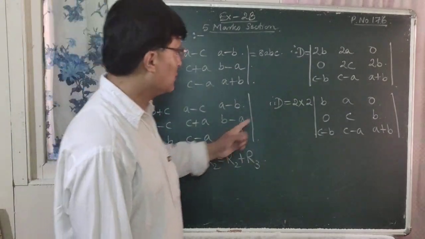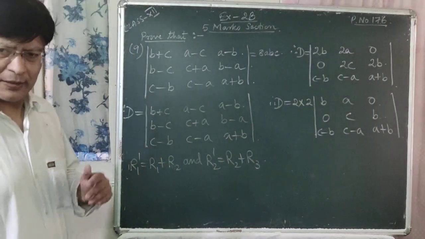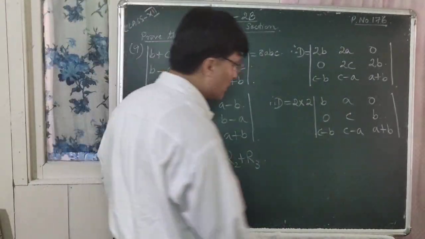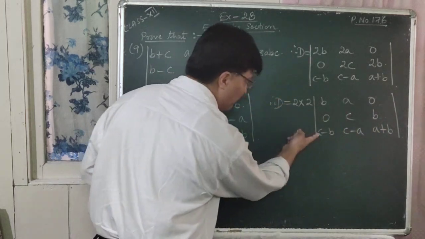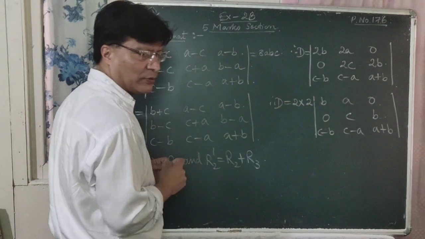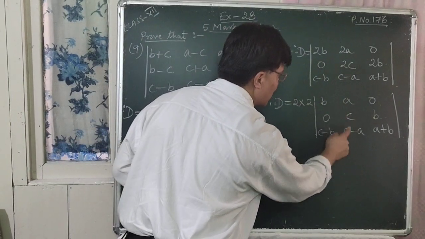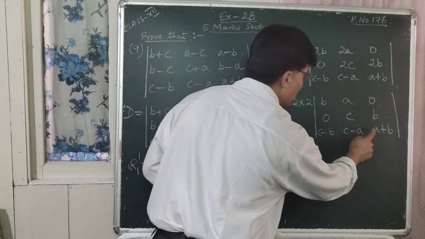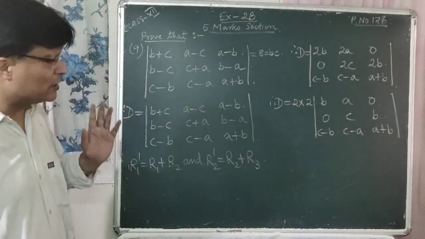Okay. Now 2 to the power 2, that is 4, is there. Now again what will you do? Let us check it now. Again, there is c minus b, c minus a, a plus b. If it is added to the first row, what happens? b gets cancelled, you will get c. Minus a plus a gets cancelled, you will get c. a plus b plus 0 is a plus b. So this is quite easier, isn't it?